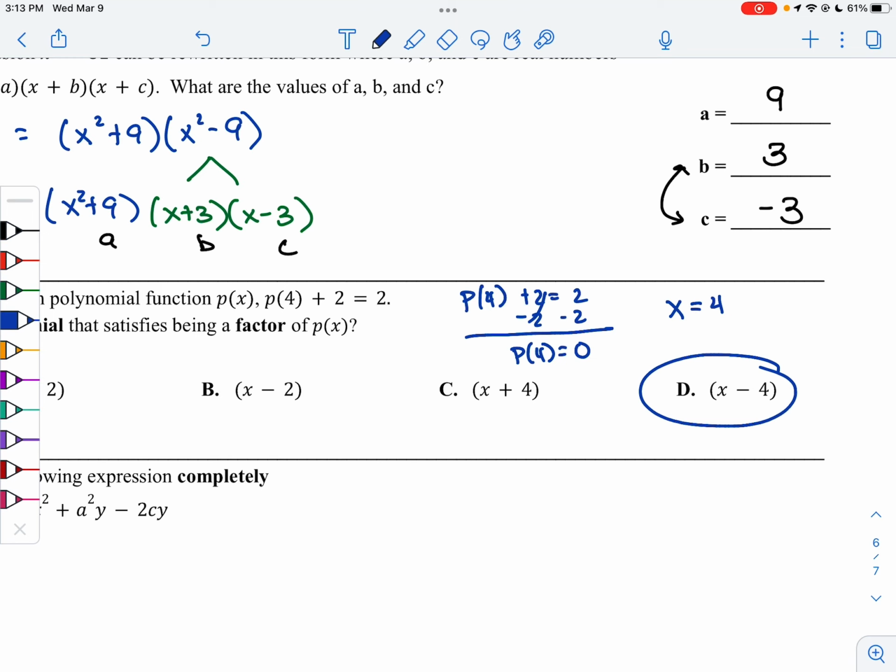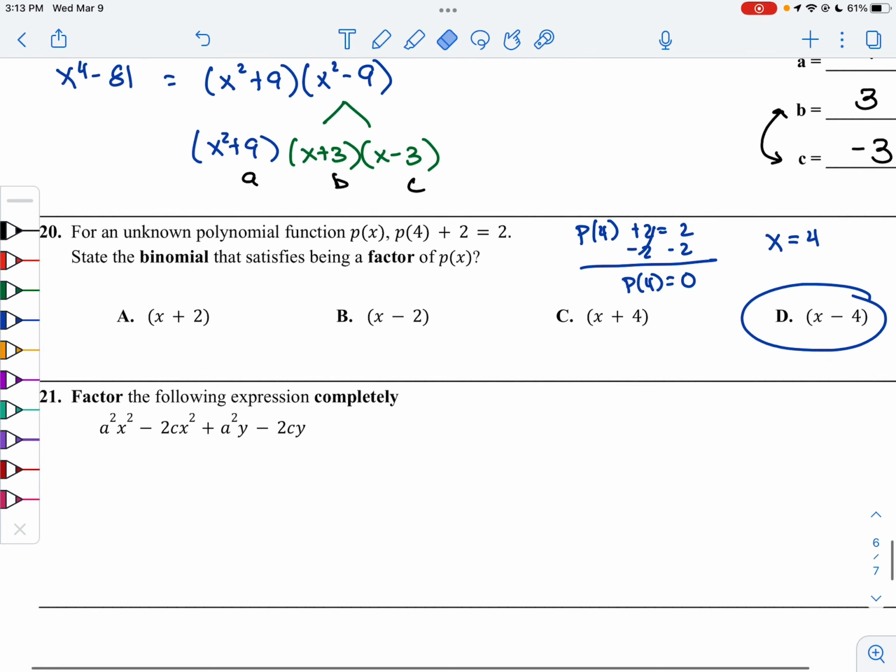And again, I could double check this if I wanted to. If x equals 4, or if I plugged in 4 here, 4 minus 4 equals 0. And if I plug that in on top, 0 plus 2 is 2, and that satisfies the equation, if I wanted to double check. Okay, but I'm going to erase that so I don't confuse people. That's really all you needed to know.